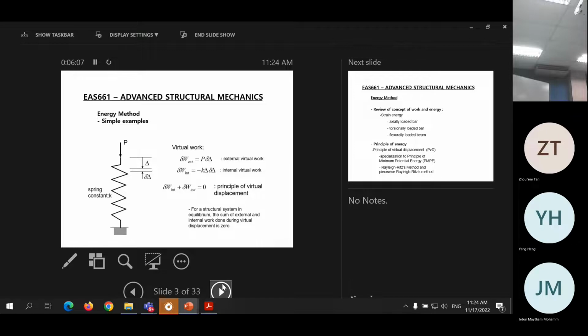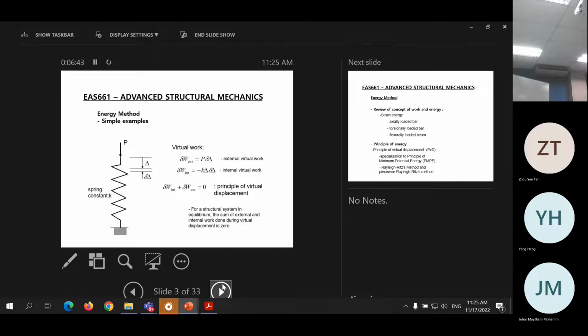So the principle of virtual work basically says that for a structural system in equilibrium, and pay attention to these words, in this case you apply the force P and the spring shortens by delta, so in that state it is in equilibrium, then the sum of the external and internal virtual work is zero. This is the definition of the principle of virtual displacement.